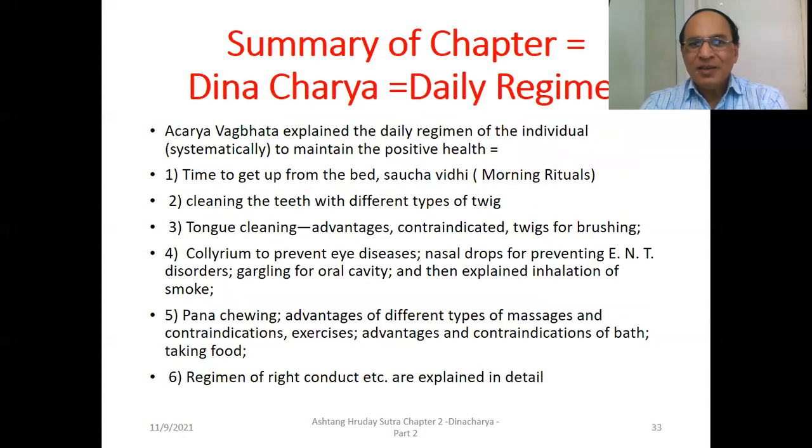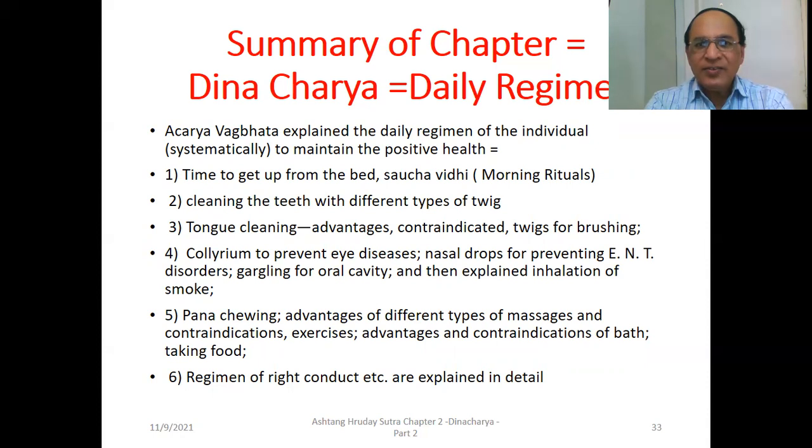Okay. Summary of the chapter. Dinacharya, that is daily regimen. Acharya Vagbhat explained the daily regimen of the individual systematically to maintain positive health. Number one, Brahma Muhurta, time to get up from the bed. Shaucha Vidhi, morning rituals. Number two, cleaning the teeth, Danta Dhavana, with different types of twigs of herbs. Tongue cleaning, advantages, contraindications, twigs for brushing.